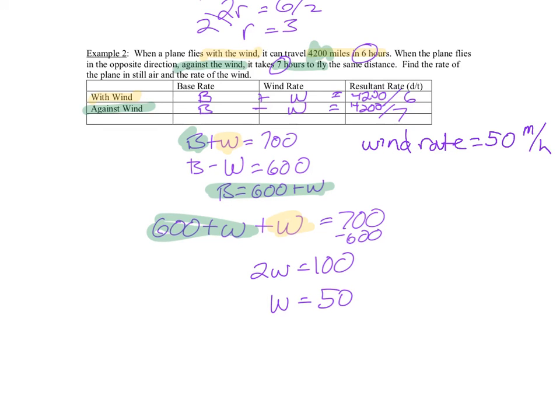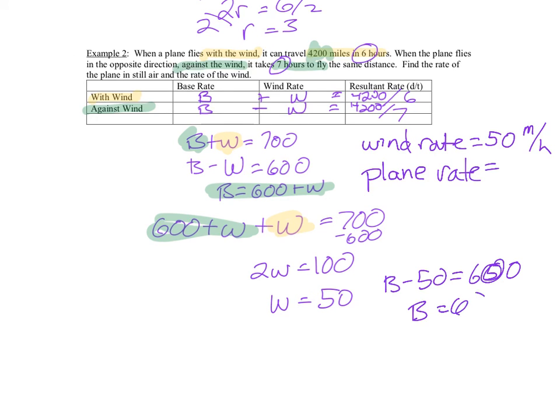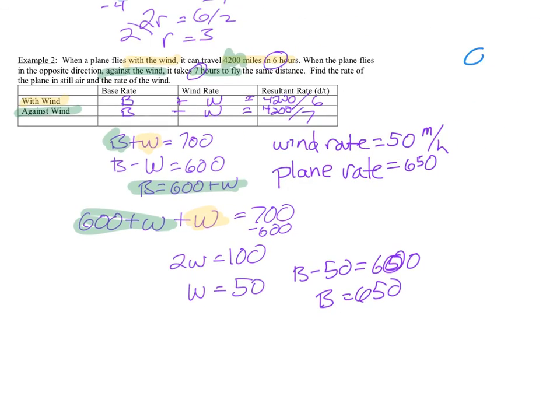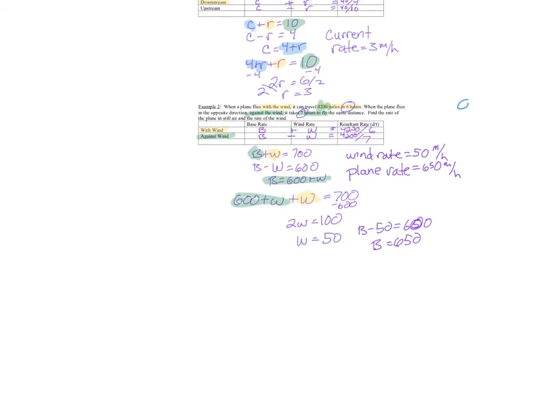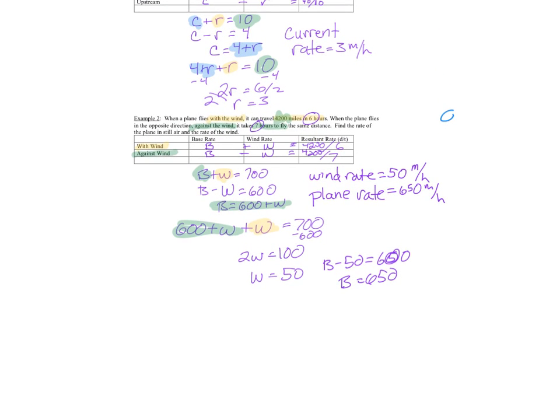And the plane rate, if I put the W back in, I know that B minus 50 equals 650. So B, I add 50 to both sides. No, 600, sorry, is 650. So the plane rate is 650 miles per hour. All right, so there we go. Hopefully that was helpful.